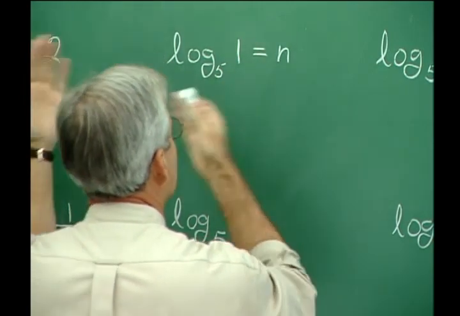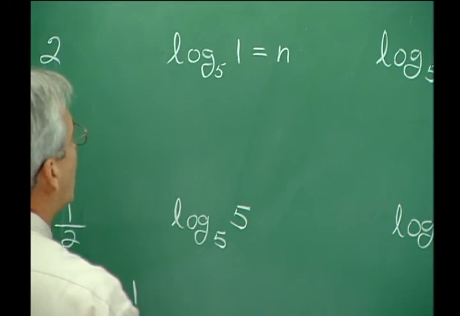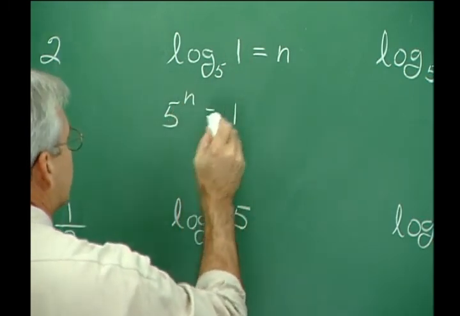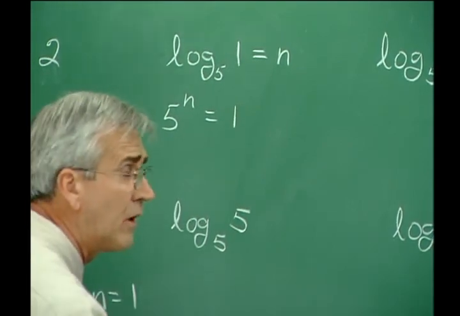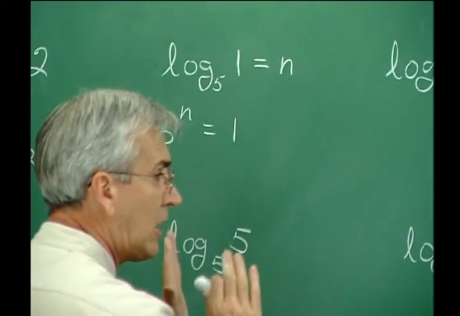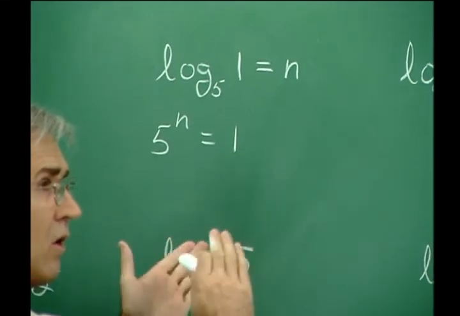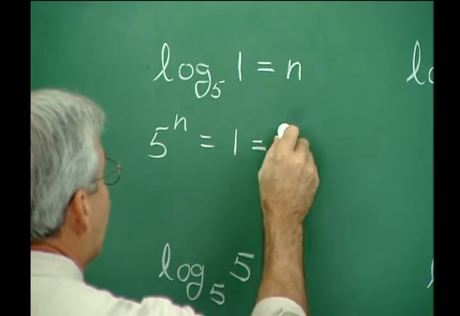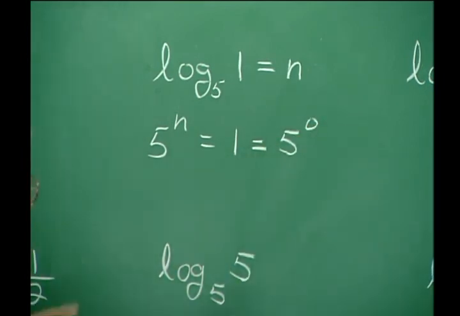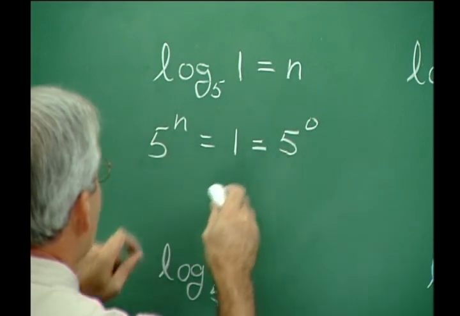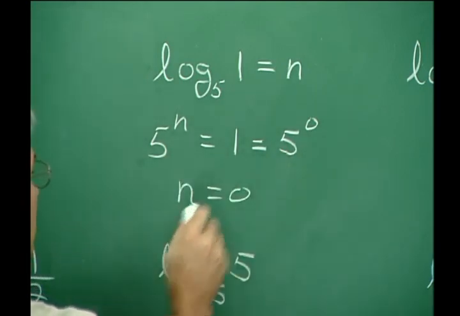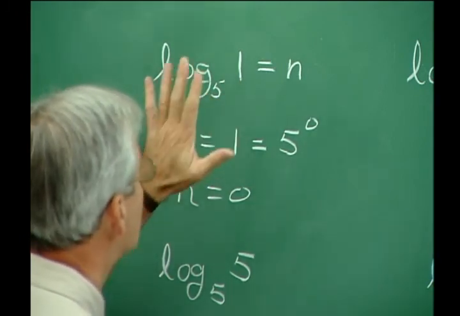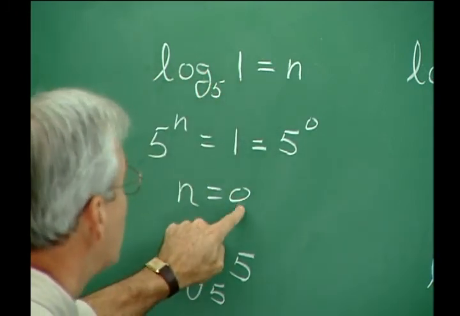Well, let's analyze it the way we did before. Let's go into the exponential form. We have 5 to the n power equals 1. Now, this doesn't seem to help us very much until we realize that an exponent of 0 on any base is simply 1. So this 1 can be written as 5 to the 0 power. And with that, since the bases are alike, we set the exponents equal to one another, and n is equal to 0 right quick. So the logarithm of 1 is going to always be equal to 0.